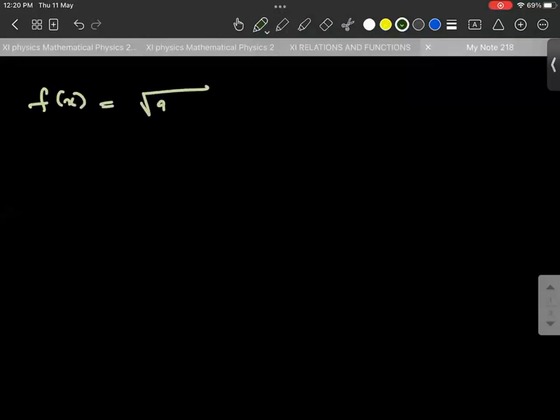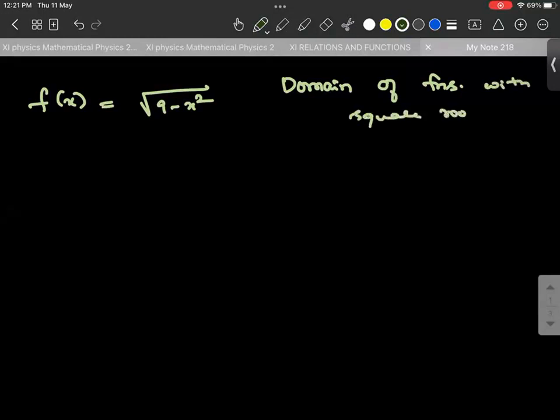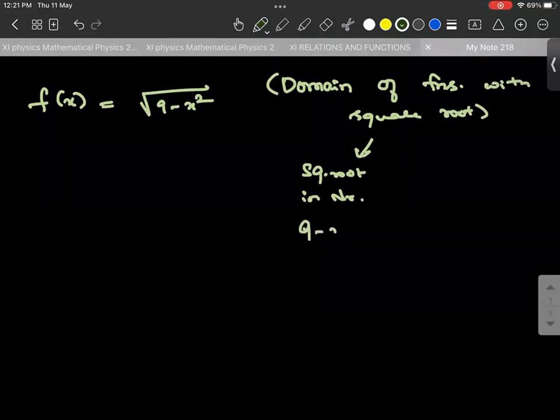So f of x is equal to root of 9 minus x square. Whenever you are asked to calculate the domain of functions with square root, there are two things you need to check. If the square root is in the numerator, then you write the value inside the square root to be greater than or equal to 0.